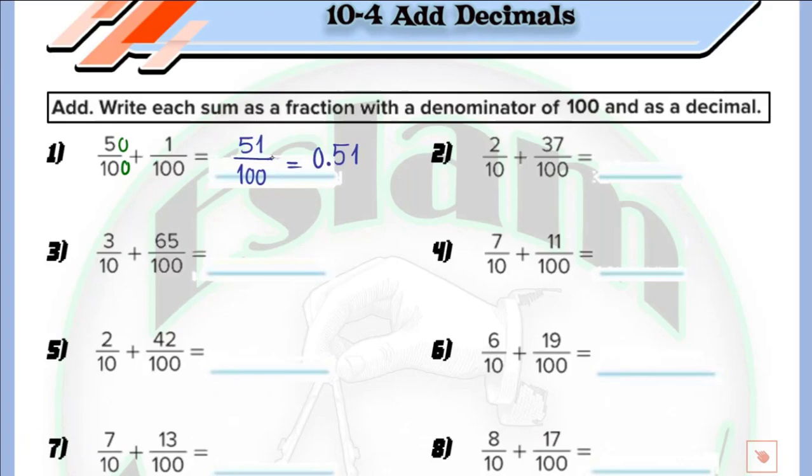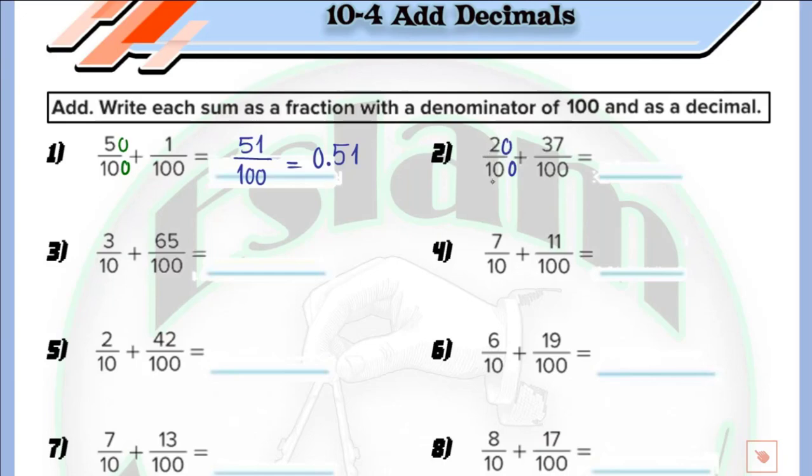Again, in question number 2, you will find 2 over 10 plus 37 over 100. Now if we need to add, they have different denominators. So we need to make a common denominator. To write an equivalent fraction, we just add 0 up and 0 down.